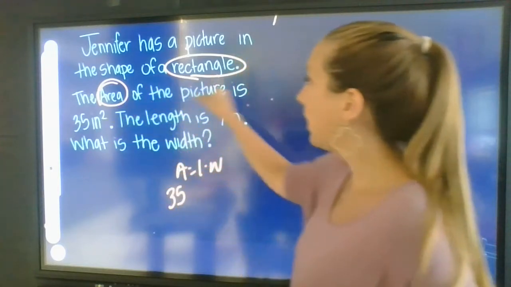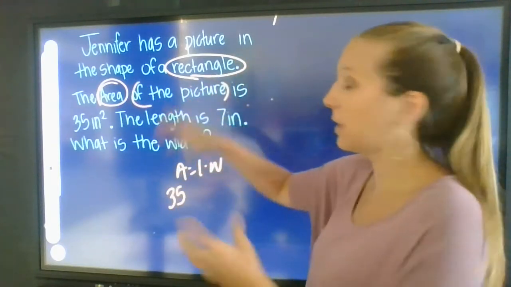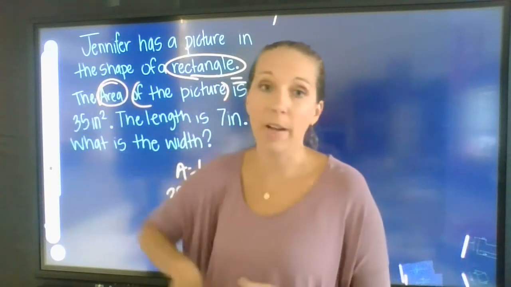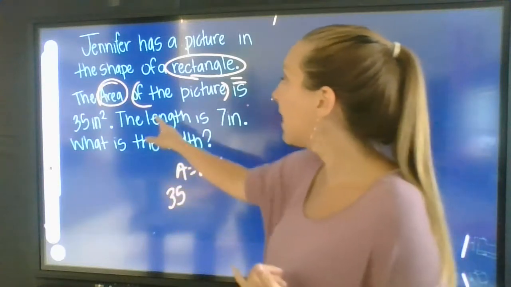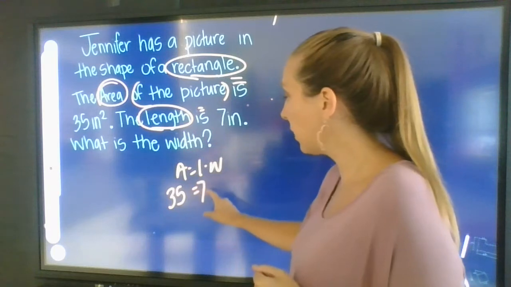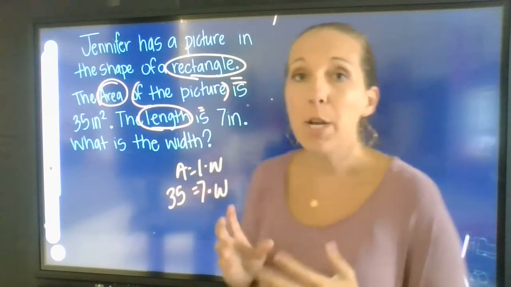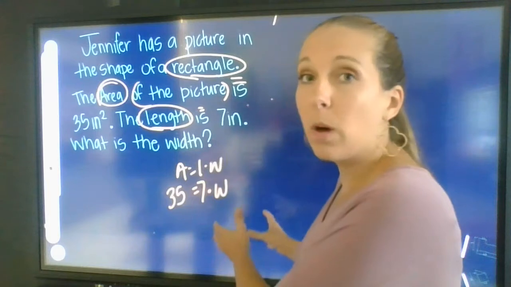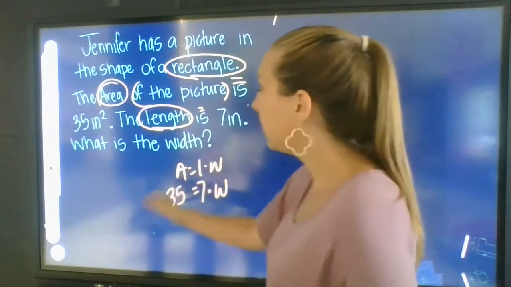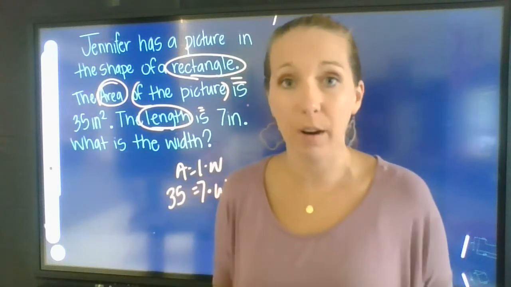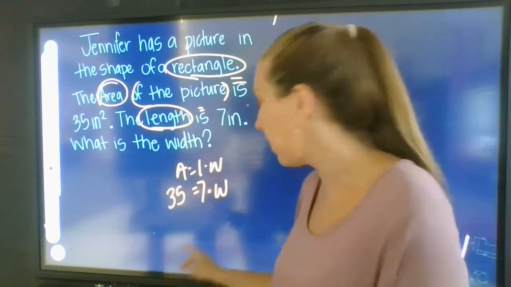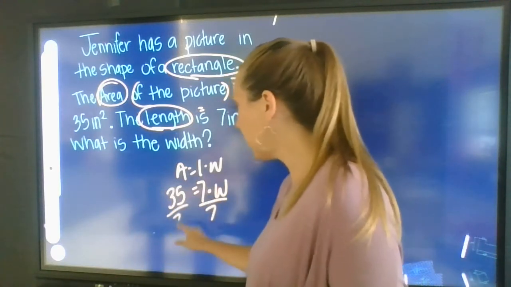The area is, now remember that's your preposition, so we can kind of take that out. The area is 35. Okay? So we put that in the place of A. The length is 7. So in the place of L, we're going to put 7, and there's our W. Now, notice that we have a variable on the right-hand side with our coefficient, which is 7, and then we have 35 over here. We want to isolate that variable. So to isolate the variable, we're going to do inverse operations.